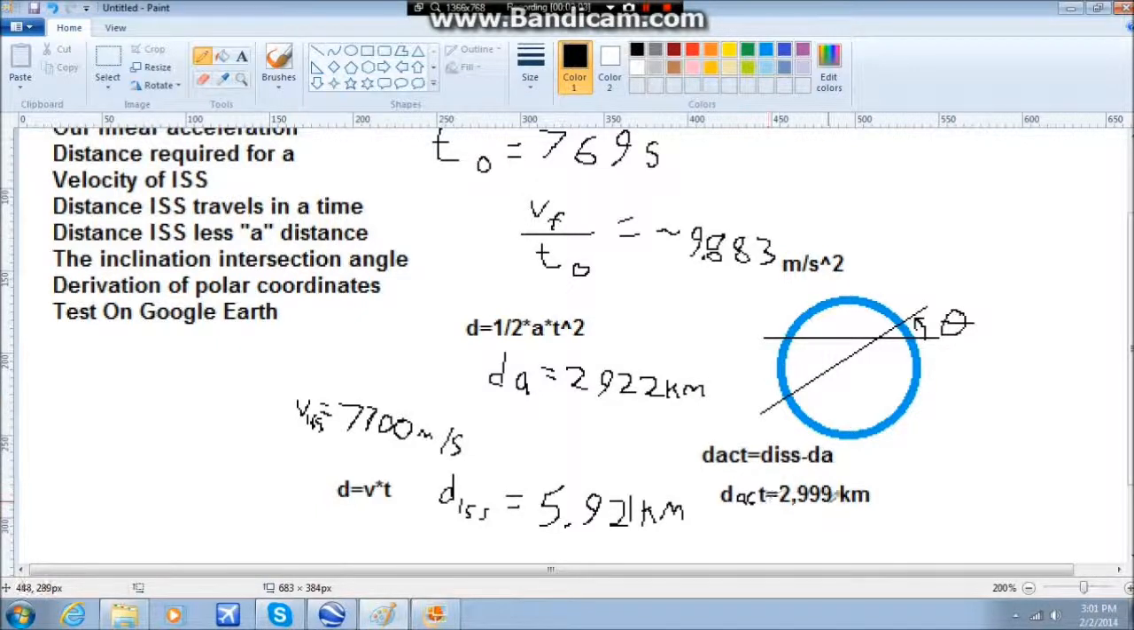So we have the d-actual, and what we also need is the IIA, the inclination intersection angle. And that's going to be dependent on the launch window situation. And that's going to be whenever the launch window occurs.